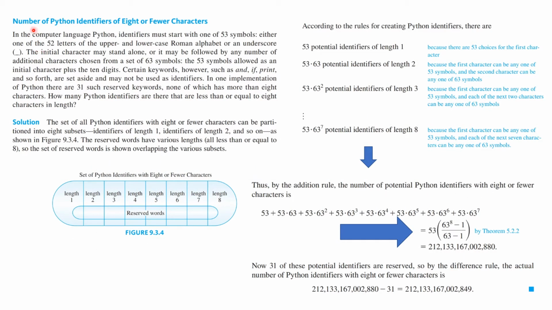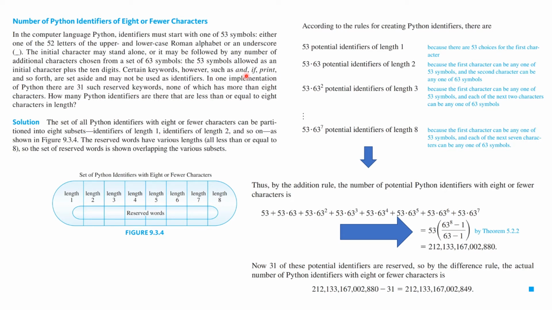Let's look at another example, the number of Python identifiers of 8 or fewer characters. In the computer language Python, identifiers must start with one of 53 symbols, either one of the 52 letters of the uppercase and lowercase Roman alphabet, or an underscore. The initial character may stand alone, or it may be followed by any number of additional characters chosen from a set of 63 symbols: the 53 symbols allowed as an initial character plus 10 digits.